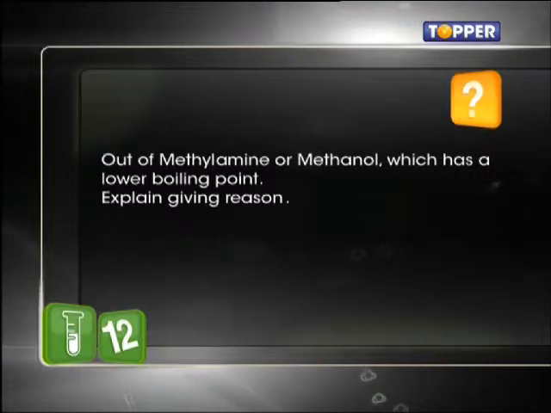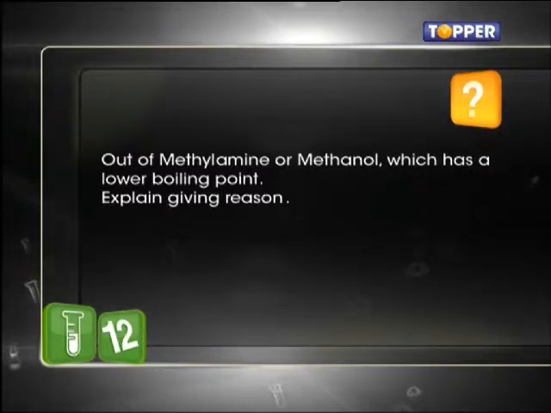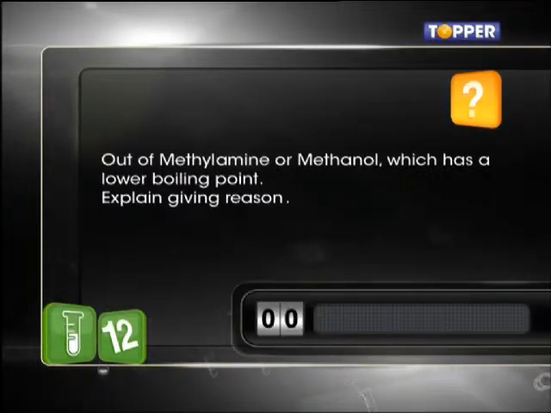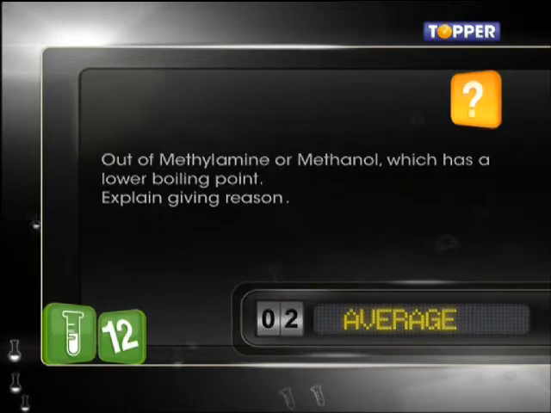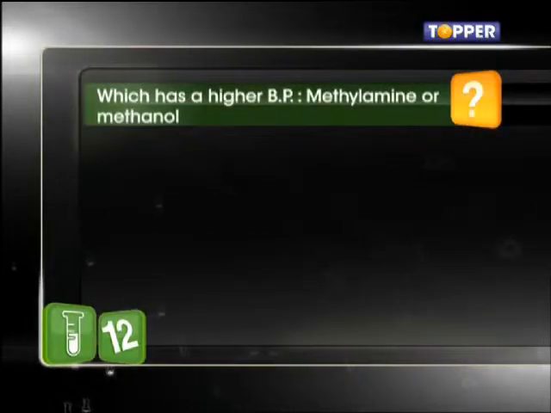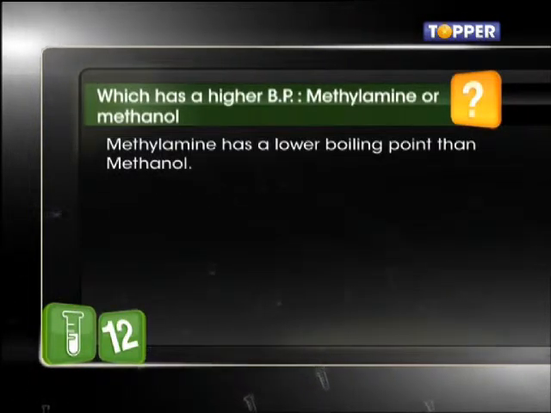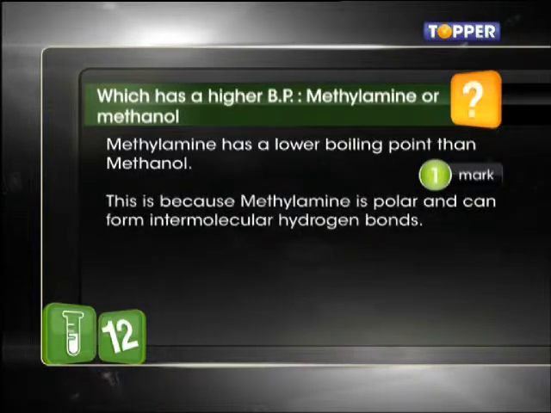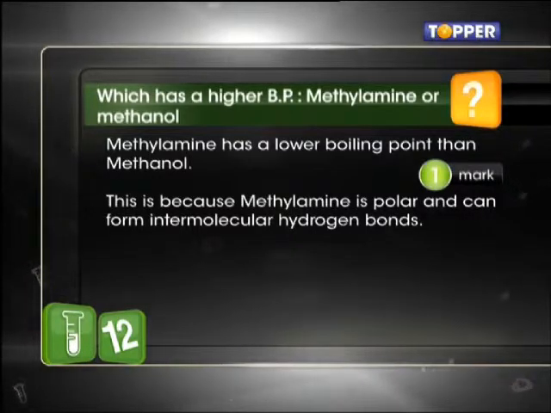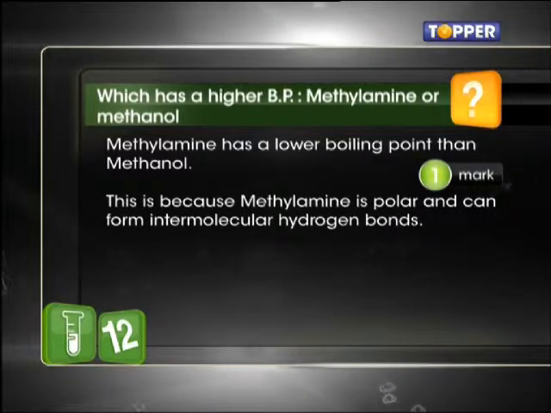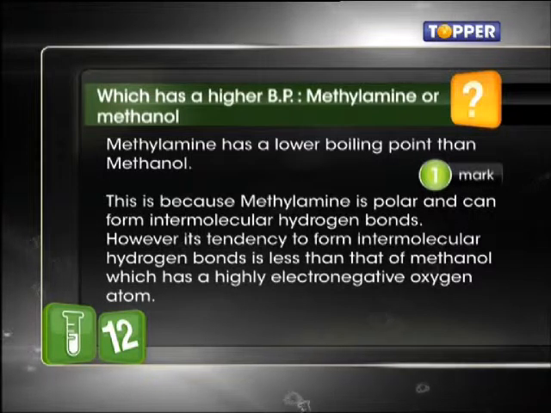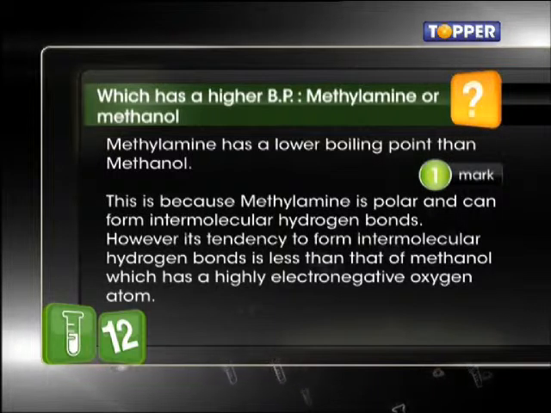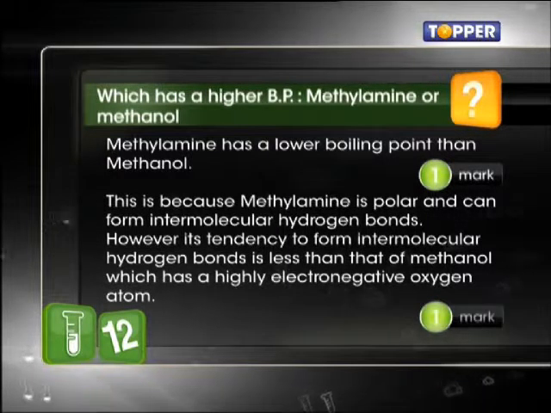You have to explain that out of methylamine or methanol, which has a lower boiling point. Also, you are asked to give reason. This question is of average difficulty. You can get 2 full marks if you know that methylamine has a lower boiling point than methanol, because methylamine is polar and can form intermolecular hydrogen bonds. However, its tendency to form intermolecular hydrogen bonds is less than that of methanol, which has a highly electronegative oxygen atom.